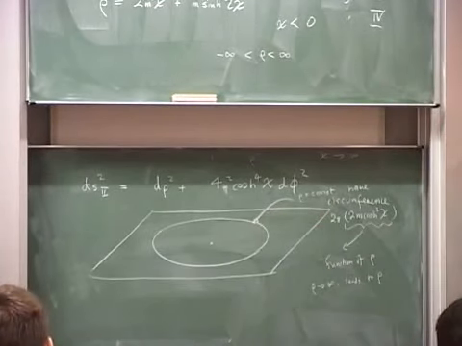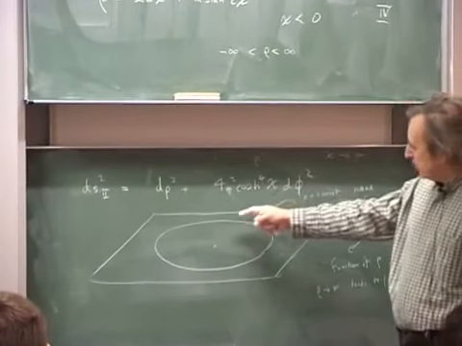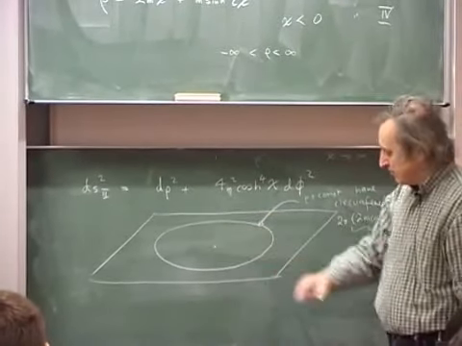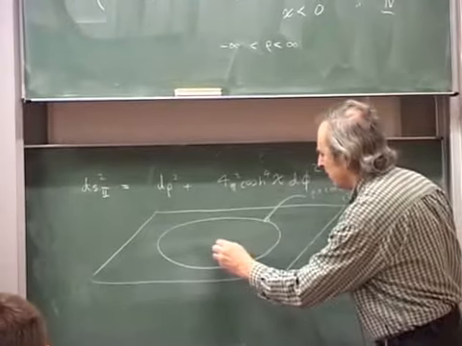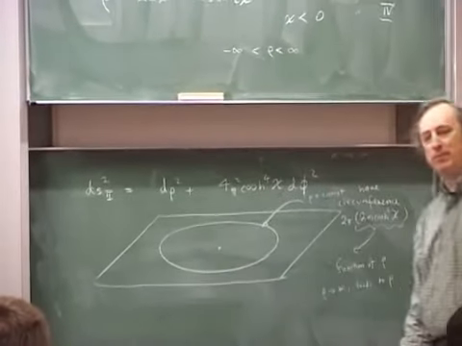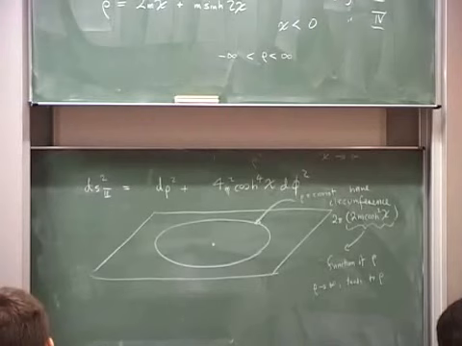Now, if this was really a plane and this coordinate rho went to 0, then of course these circles will get smaller and smaller and smaller until they collapse to a point here. Is that what happens here? Answer, no.